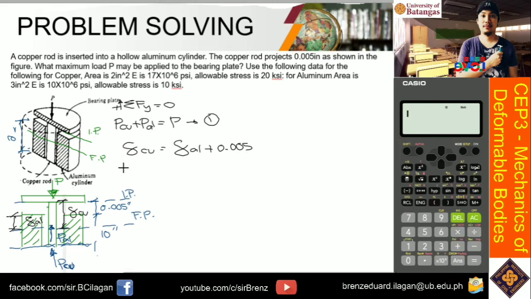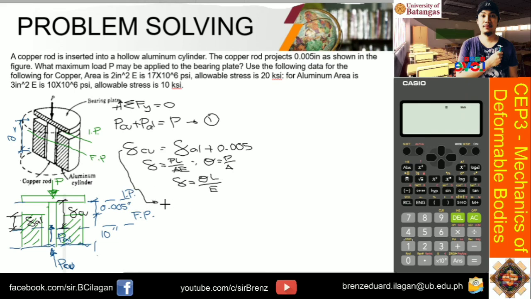Okay, so simplify lang natin, ano ba yung given in terms of stress. So again, we all know that yung ating delta is just equals to PL all over AE, from where yung stress mo is just equals to P over A. So when you solve for delta, delta will be just equals to stress multiplied by L all over E.